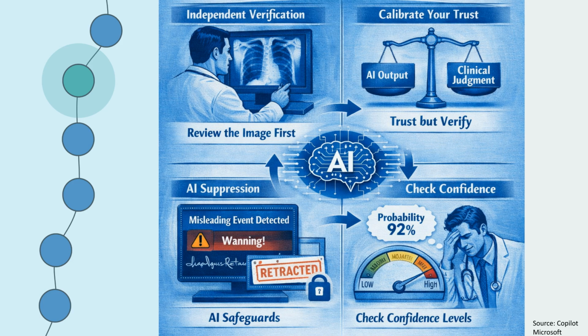Thirdly, AI suppression. In the future, systems may use suppression strategies to retract a diagnosis when the probability of a misleading event is high. Your goal as a clinician is true interpretability, understanding why the AI is suggesting a diagnosis and ensuring it aligns with the patient's overall clinical picture. And the last step is check confidence. Interpret probability scores critically. High confidence does not guarantee correctness.